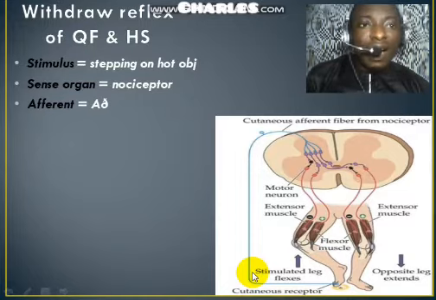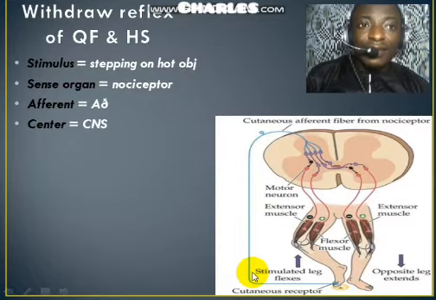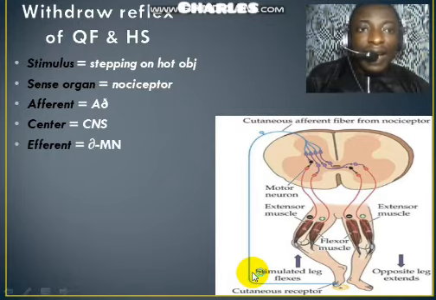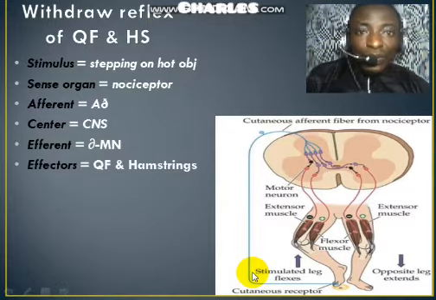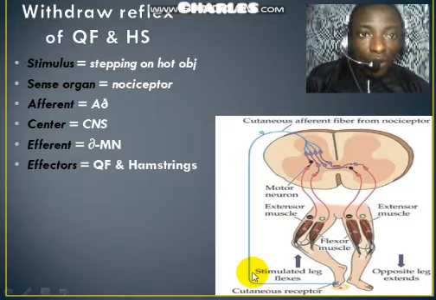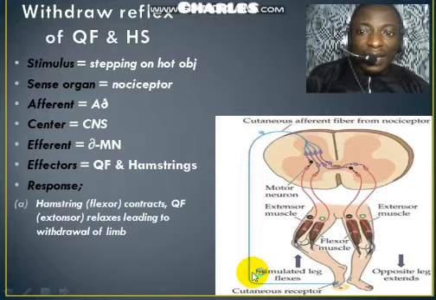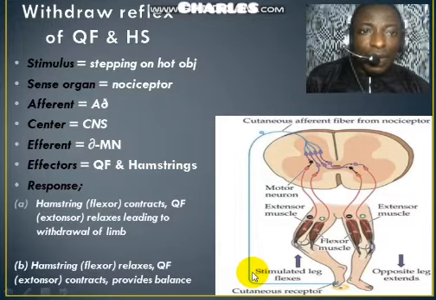The afferent component of the withdrawal reflex is the A delta neuron. The center is the CNS, that constitutes the brain and the spinal cord. The efferents are the alpha motor neurons. The effectors are the quadriceps and hamstring muscles. Of course, we are looking at the withdrawal reflex of the quadriceps and hamstring muscles. The responses are 1, contraction of the hamstring muscle and relaxation of the extensor muscles. 2 is relaxation of hamstring muscles and contraction of quadriceps femoris muscles.